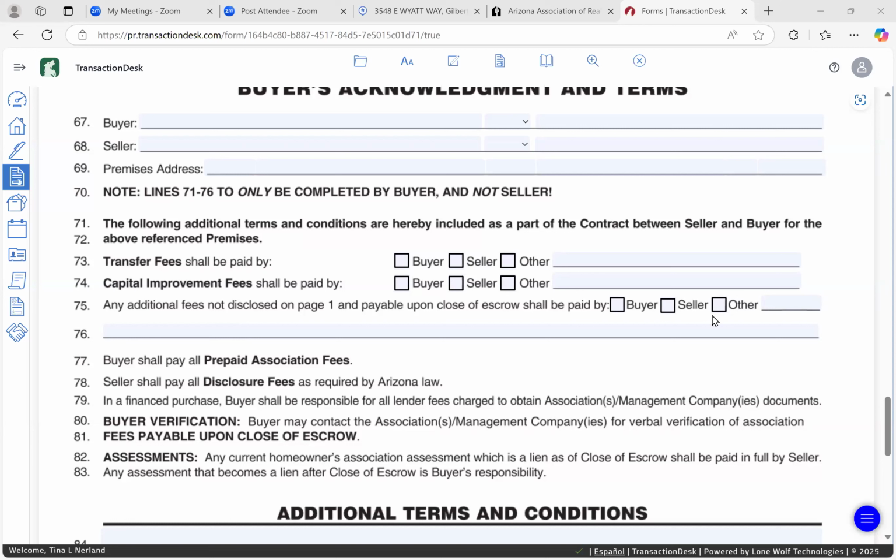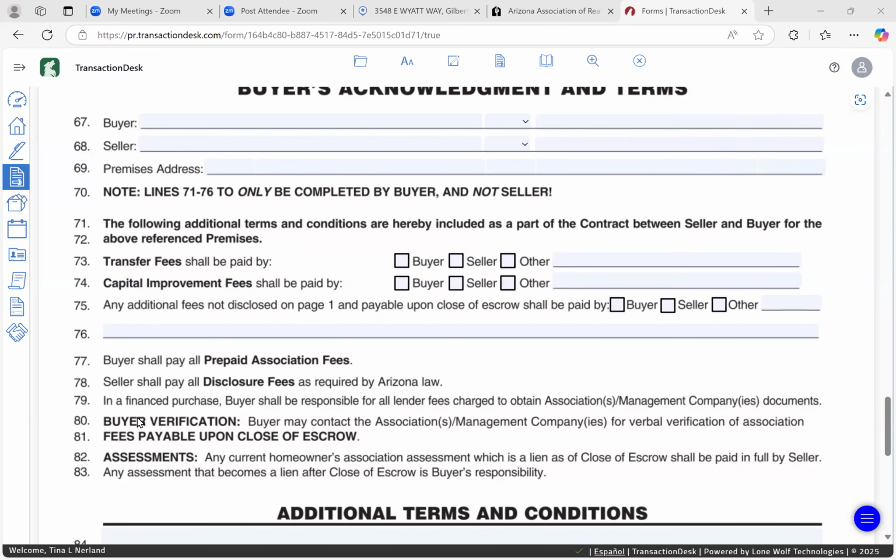Again, everything's negotiable. If the buyer wants to make their offer stronger, then they would just put buyer. Buyer shall pay all prepaid association fees. The seller shall pay all disclosure fees as required by Arizona law. So this does need to be paid by the seller. It clearly states it on this page.